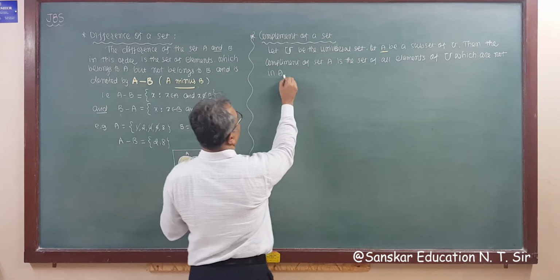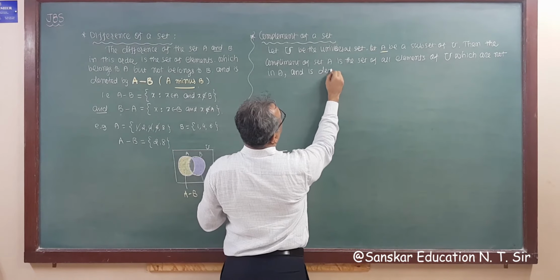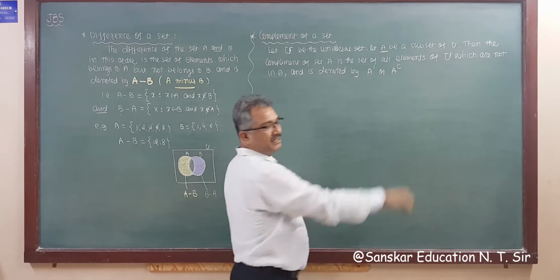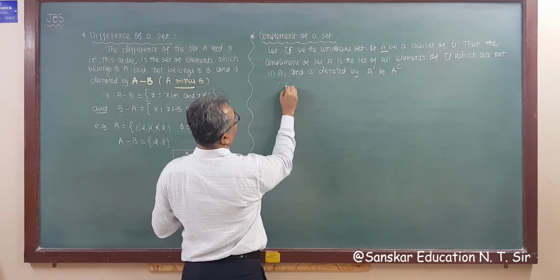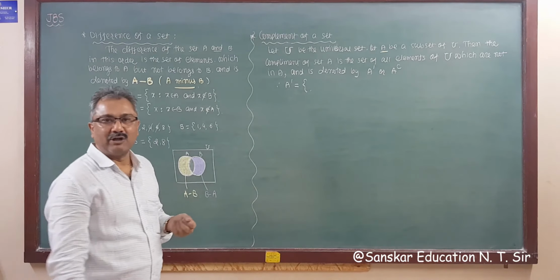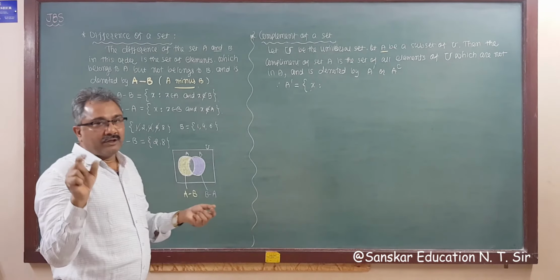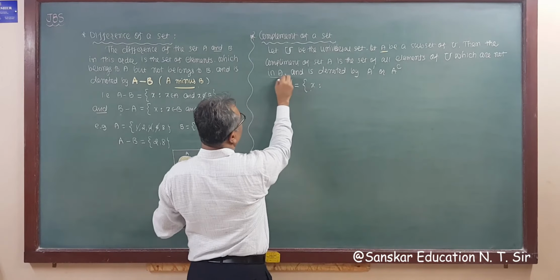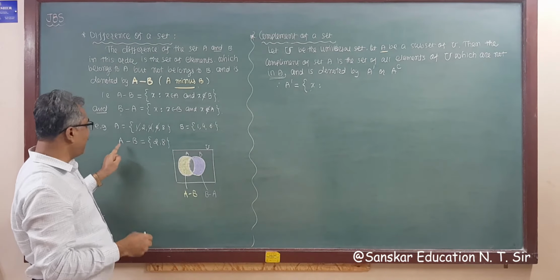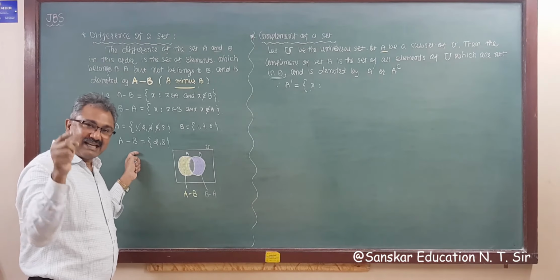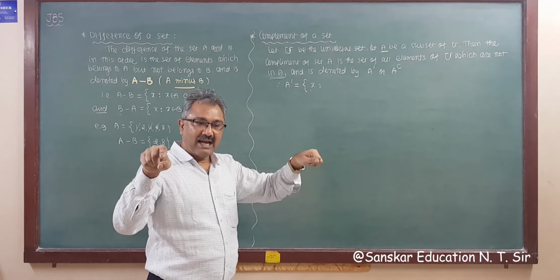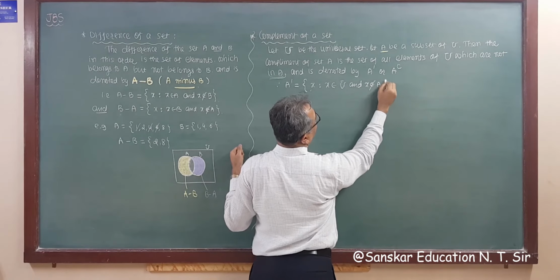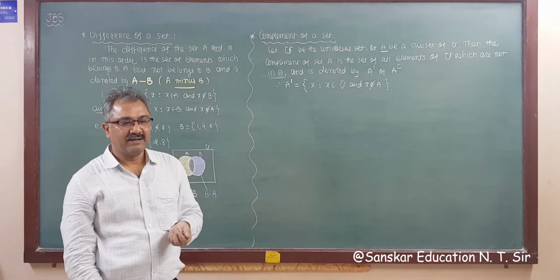And it is denoted by either A dash or complement of A, that is A raised to power C. So in mathematical notation, A dash is equal to the set of X, whose elements are in U but not in A. So X belongs to U and X does not belong to A is called the complement of set A, right?